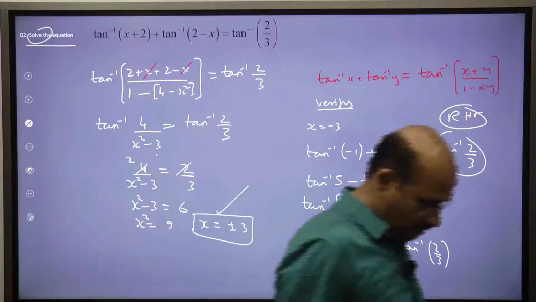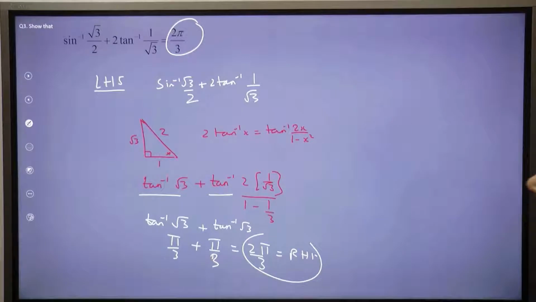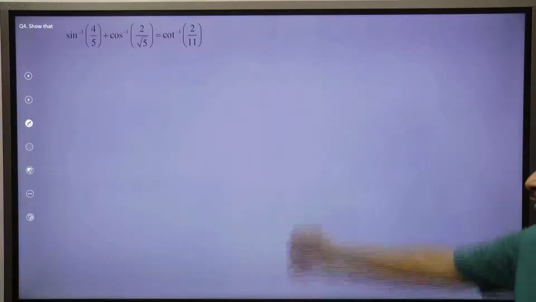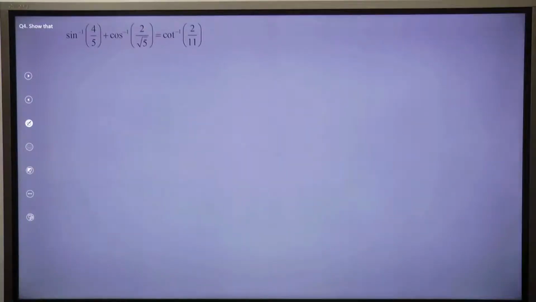Great. Next question. This was the first question we did, the second one and the third one. I know it's sum number 4 because the first one I missed actually, so we will take up that in the end. So sine inverse 4 by 5, once again prove. Proving is nothing but sine inverse 4 by 5 plus cos inverse 2 by root 5 is equal to cos inverse 2 by 11.